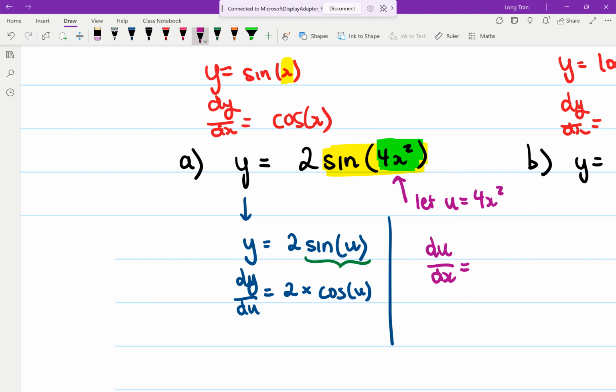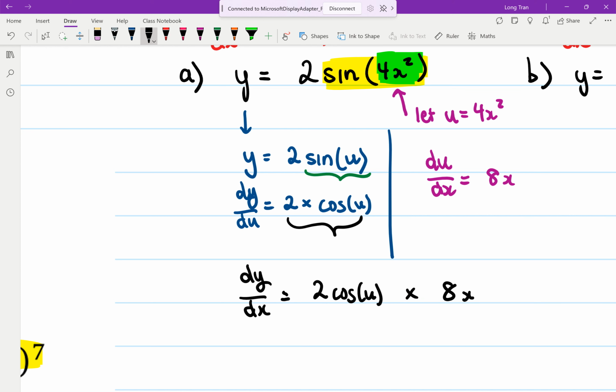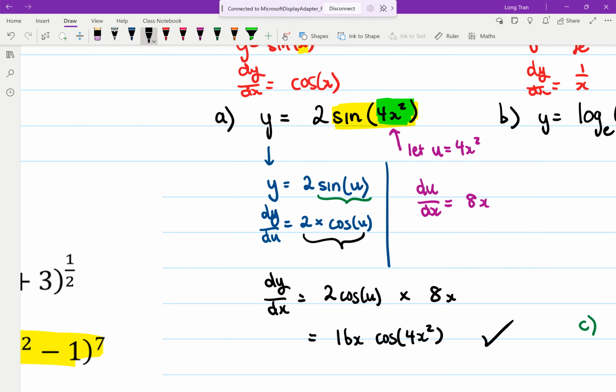And thankfully, 4x squared is a nice power function. So again, the derivative of 4x squared has to be 8x. Very good. So together, what is my derivative, delta y, delta x? According to chain rule, I am multiplying 2 cos of u by 8x. That gives me 16x times cos of, and the letter u can be replaced with 4x squared. This is my answer. The derivative of 2 sine of 4x squared is 16x cos of 4x squared.